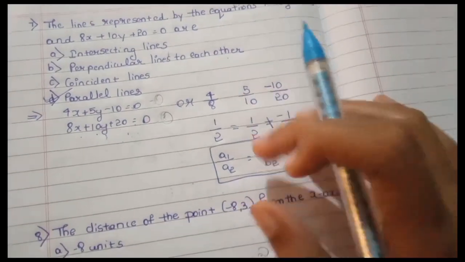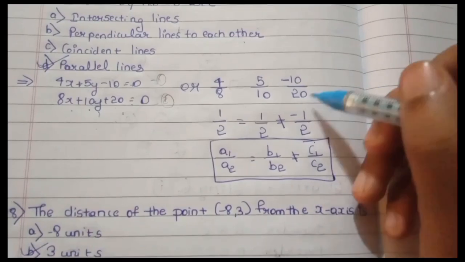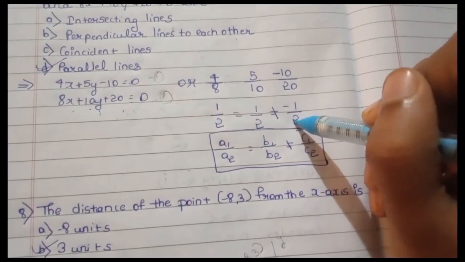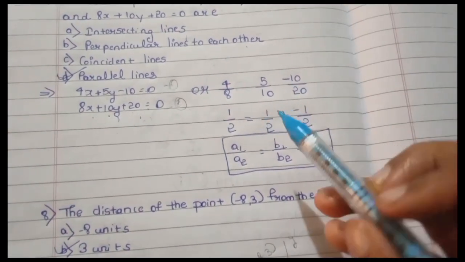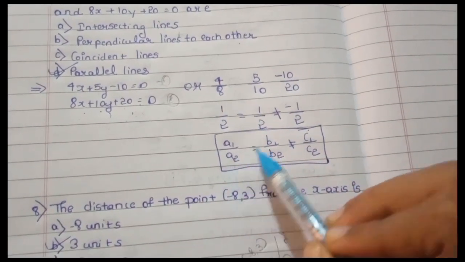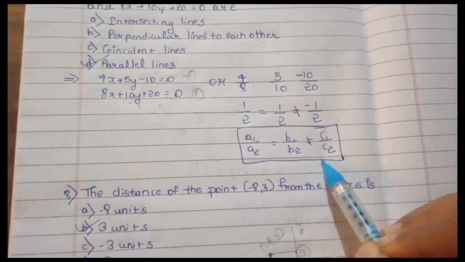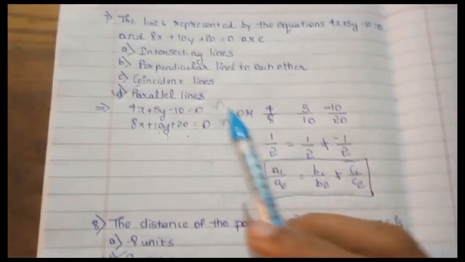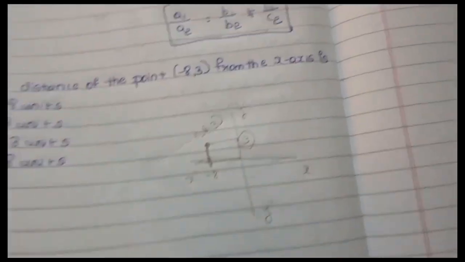This is equation 1, this is equation 2. 4 by 8, that's the coefficients we are going to divide here. 4 by 8, 5 by 10 and minus 10 by 20. This is 1 by 2, 1 by 2, this is minus 1 by 2. These both are equal and not equal to this. It means A1 by A2 is equal to B1 by B2, but it is not equal to C1 by C2. Therefore, whenever this condition occurs, it is considered as parallel lines.